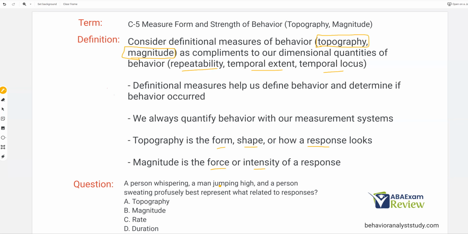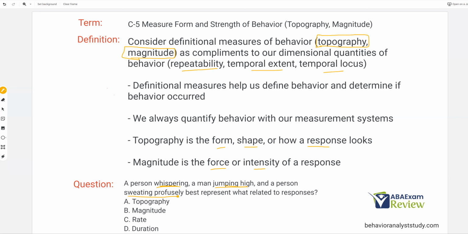So question, a person whispering, a man jumping high, and a person sweating profusely best represent what related to responses? So what are we describing here? The person whispering is talking about the loudness of their voice. A man jumping high is talking about the height of a jump. And a person sweating profusely is talking about the quantity or the amount or the rate or force of sweat, right? I want to be careful with my wordage there. Rate is probably not the best word to use. But when we talk about sweating profusely, there's a lot of sweat, right? It's coming off. There's a lot of it, right?